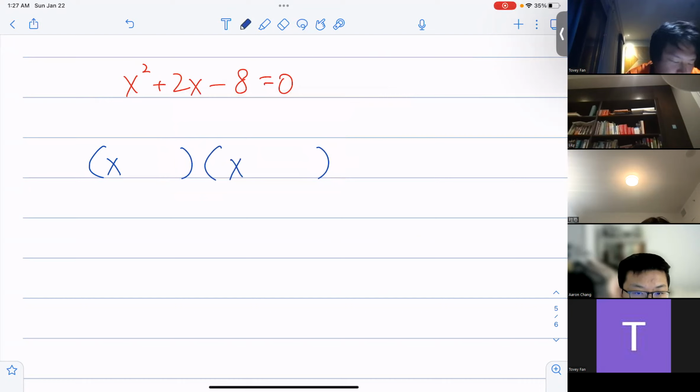Now the problem is, what are the numbers here? You could put a positive number, you could put a negative number. Now we would see that the two constant numbers, the two numbers we put in both brackets, they should have a product of -8, because when you open up, let's see.